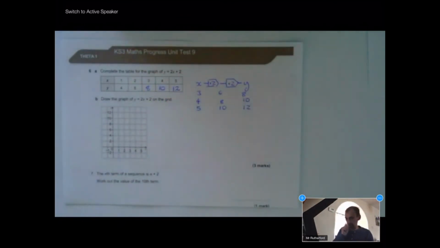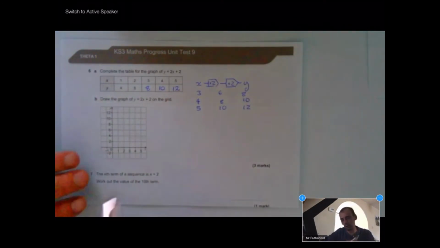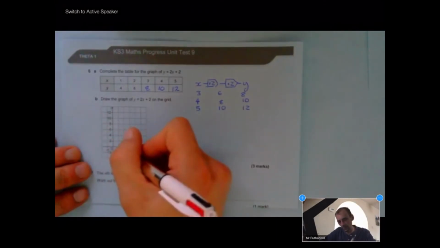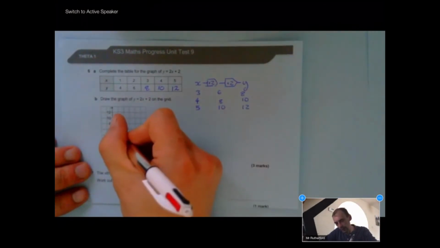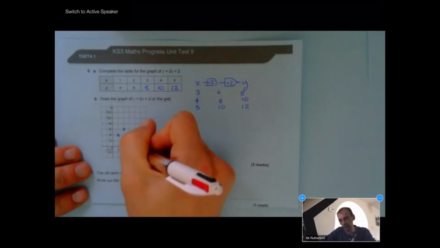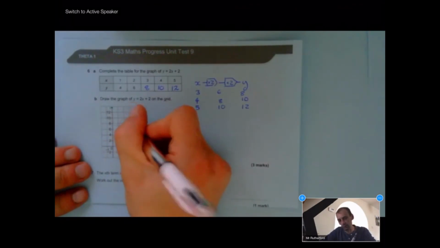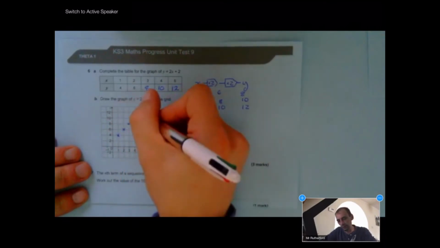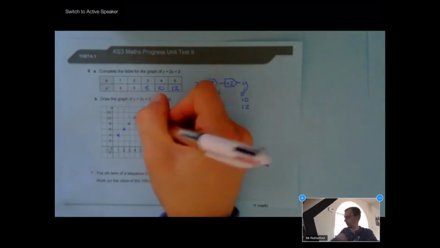So we've got 12 there. Okay, so they're going up by the same amount each time, so it's going to form a straight line. So when x is 1, y is 4. When x is 2, y is 6. X is 3, y is 8. We've got the coordinate 4, 10, and 5, 12.